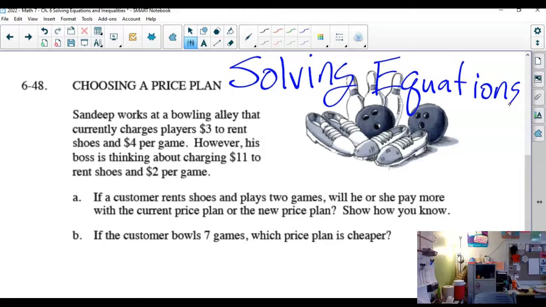So, Sandeep works at a bowling alley that currently charges $3 to rent shoes and $4 per game. His boss is thinking about changing things up, and they're going to charge $11 to rent shoes and $2 per game. I have to double check that this isn't on our worksheet. Yeah, this is on your sheet, so this should still be out. Guys, like we said, if it says examples from class, do not put this away. If I was you, I'd have 2 different colors of highlighter. It doesn't matter what colors.